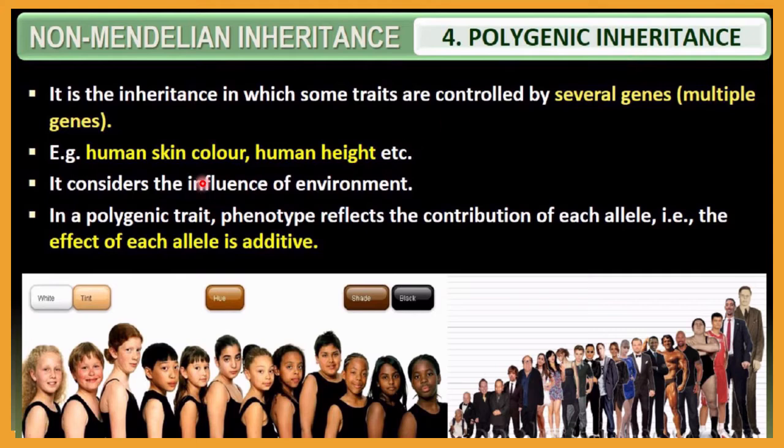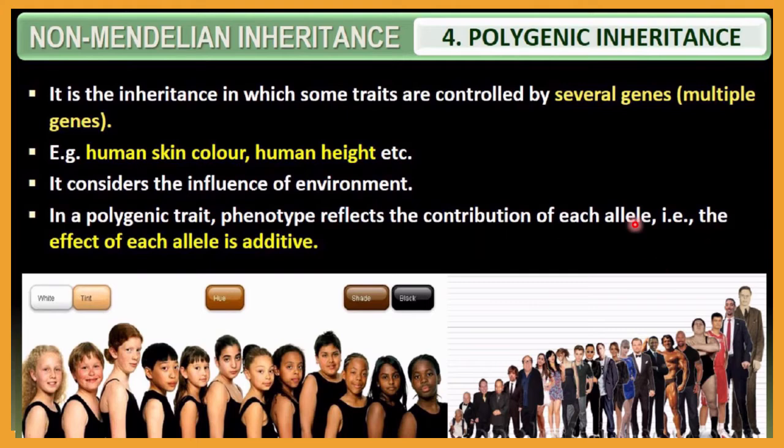So let me discuss that. What is polygenic inheritance? It considers the influence of environment. And in a polygenic trait, the phenotypic character will reflect the contribution of each allele, meaning each allele is responsible for the phenotypic reflection.